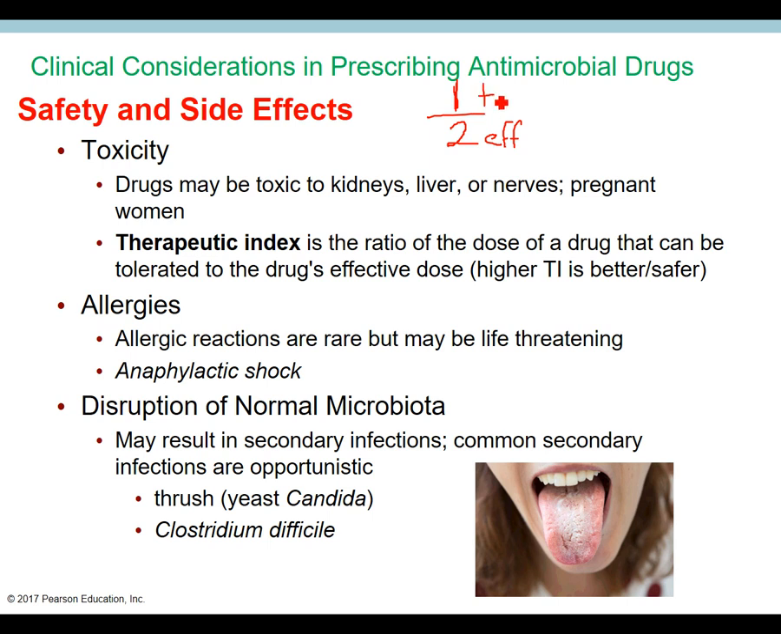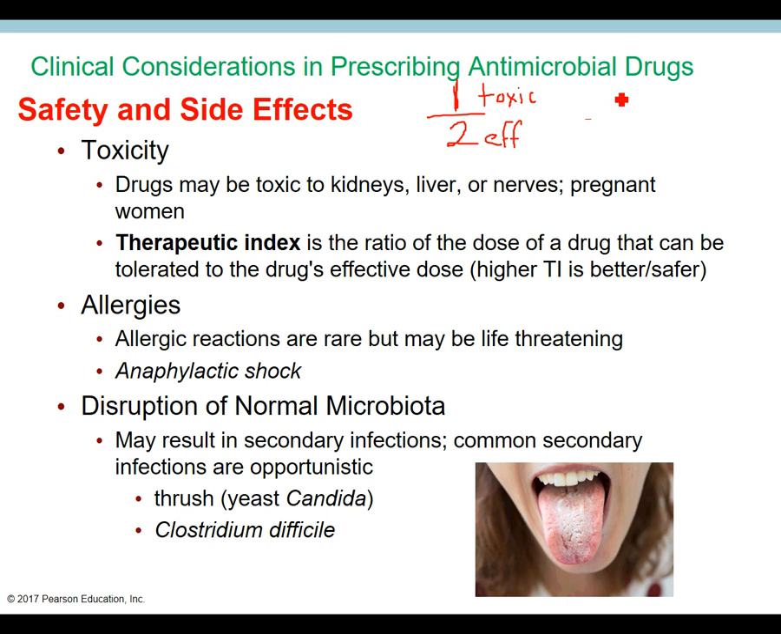The numerator is how much, if you go above this level, causes toxicity, which are negative side effects. So if you have something like a 1/2, that's not a very good therapeutic index, because you would have to poison the patient in order to get to a level that would allow the drug to be effective. And I'm just making up these numbers to be an example.